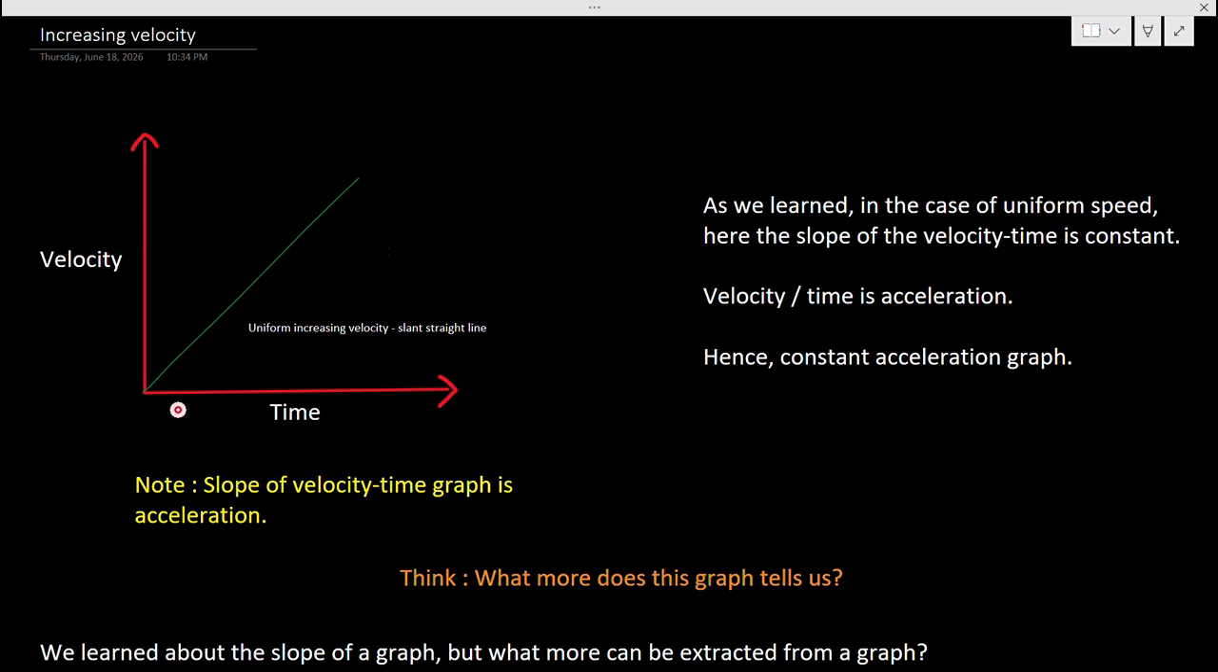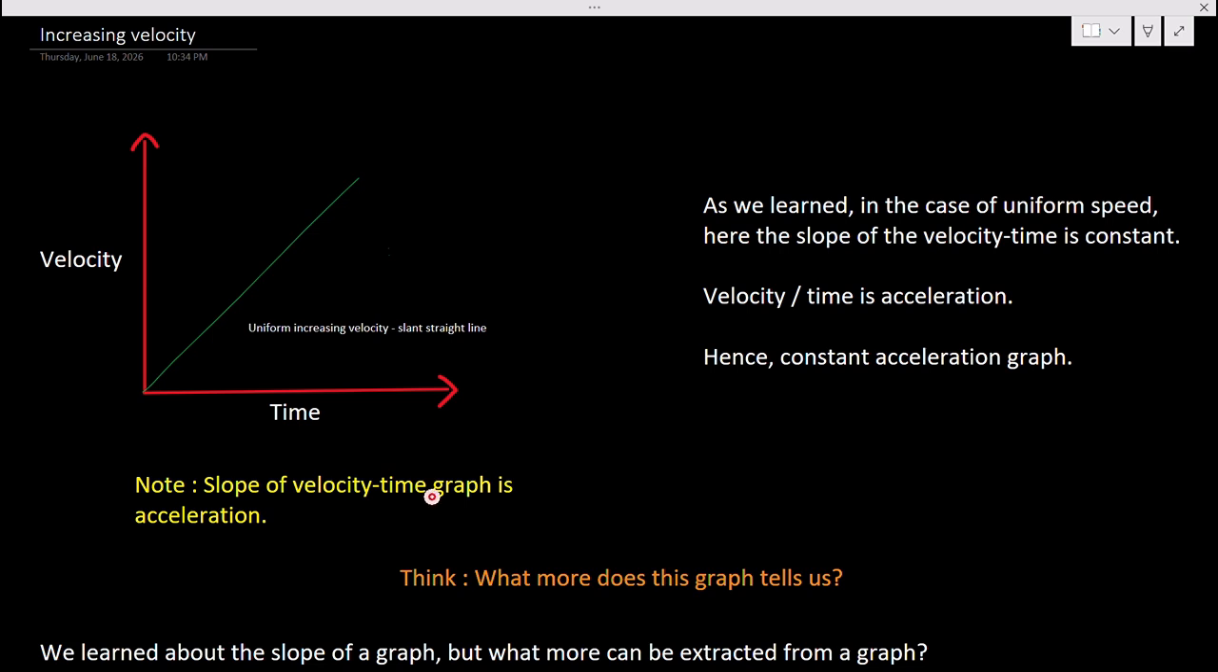Now, what does it signify? The slope of the velocity-time graph should be what? Change in velocity over time is acceleration, right? So the slope is constant, which means acceleration has to be constant. So this is a graph of constant acceleration.